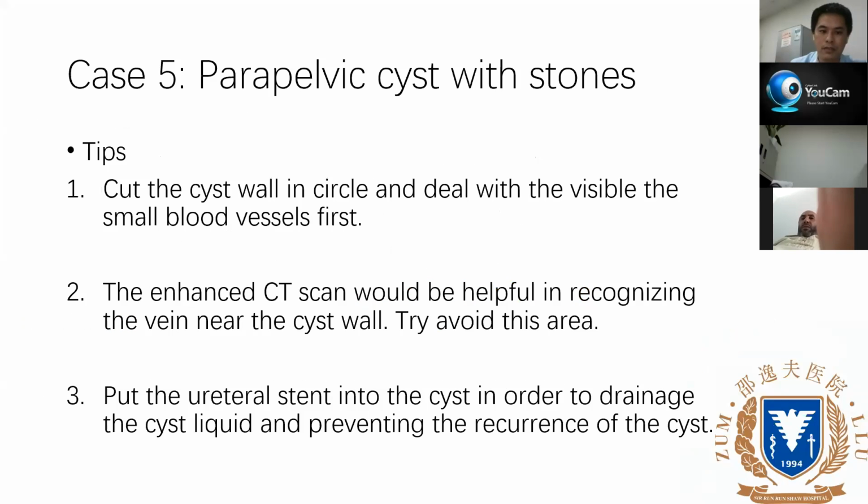Here are some tips. First, cut the cyst wall in circles, not in a line, and deal with the visible small blood vessels first. The second is you can use enhanced CT before the surgery, which is helpful in recognizing the vein near the cyst wall so you can avoid this area. The third is you put a ureteral stent into the cyst in order to drain the cyst liquid and prevent the recurrence of the cyst.